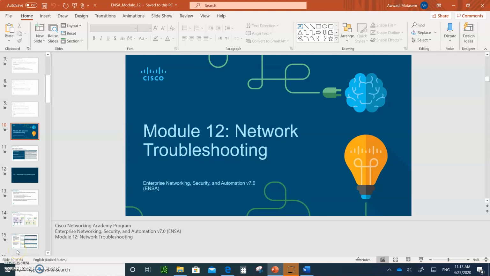Hello and welcome to Module 12, Network Troubleshooting. So I think this chapter is very important because it's going to put everything that we talked about in the last few semesters together. And if you run into any problems, you should have a way of figuring out as quickly as possible what the problem is. And of course, getting everybody up and running as quickly as possible.